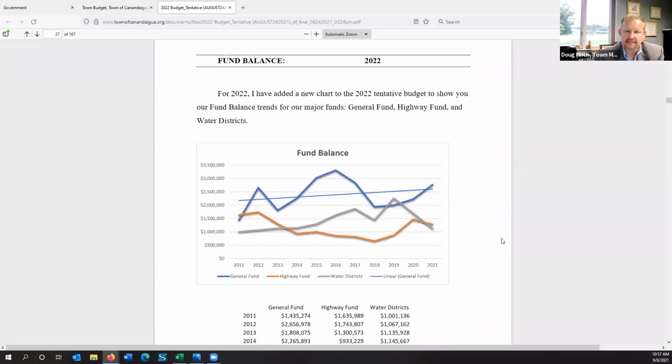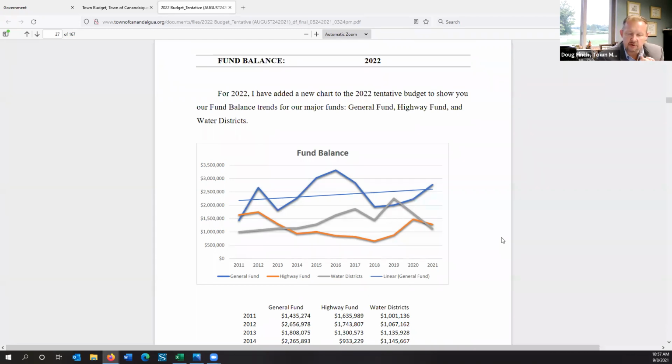Fund balance, that's kind of like the town's savings account and kind of where things are at with that. We operate a couple of different fund balances for all 30 of those funds, 28 of the special districts plus the general and highway fund. This chart just kind of shows you the three biggest ones being the general fund, the highway fund, and then the Canandaigua Consolidated Water District in particular, or water districts combined. And those are the numbers that are reflected here.